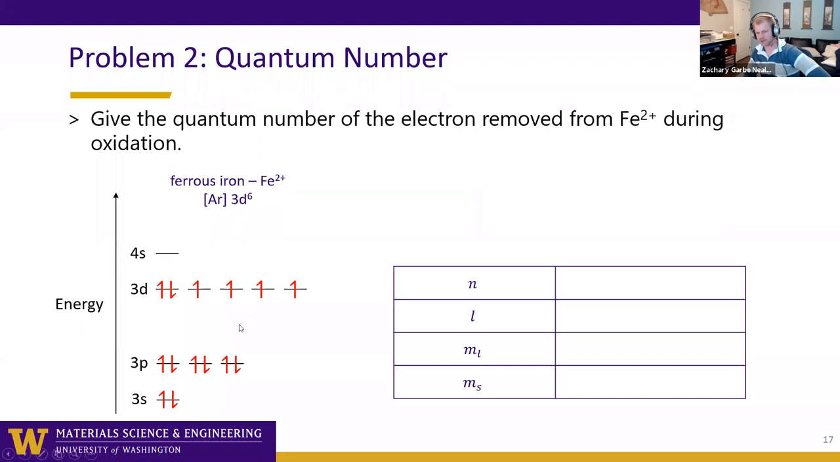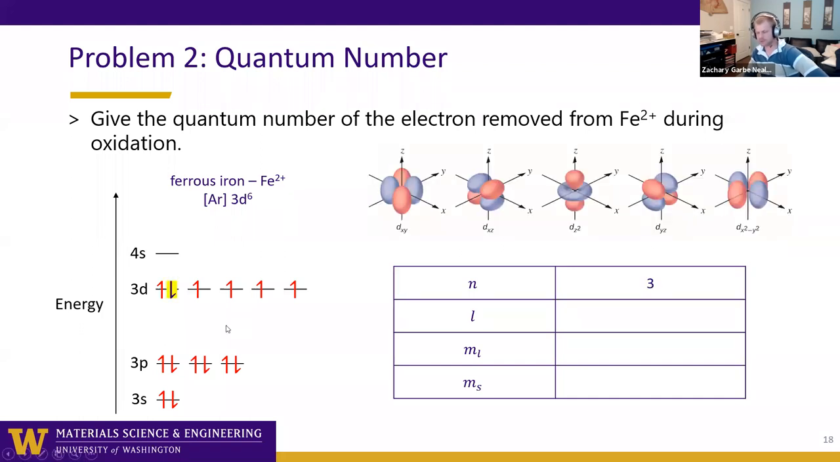Yeah, the negative spin in the 3D. Okay. So I've highlighted here, this is the electron we're talking about. It's part of the D orbitals. In this case, we're calling it a negative spin. And the principal number is 3 because it's part of this 3 energy level, energy state.